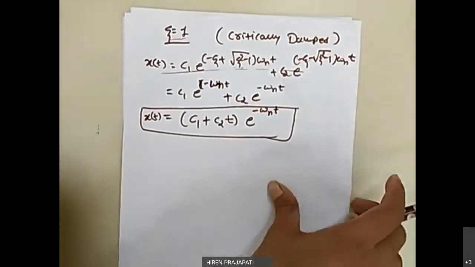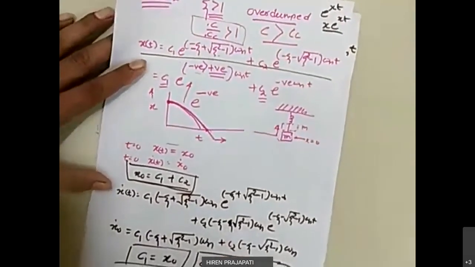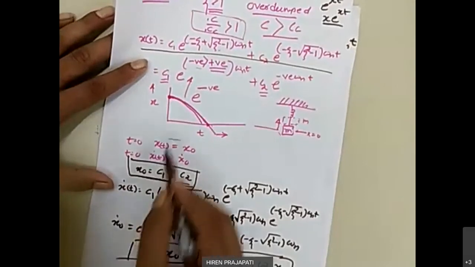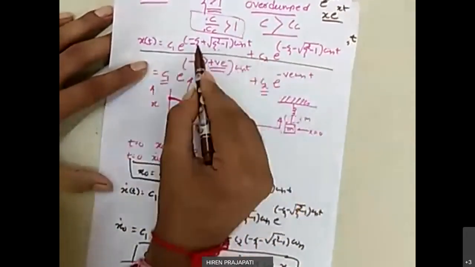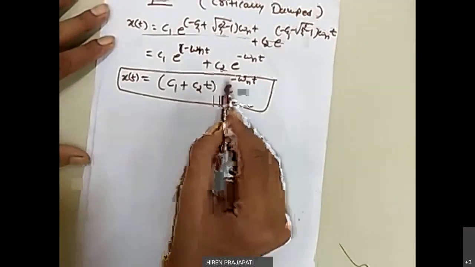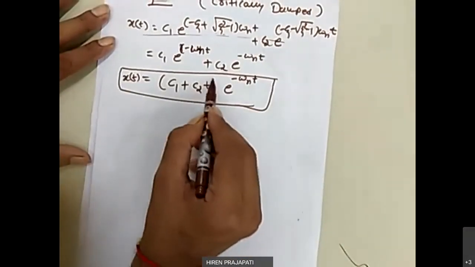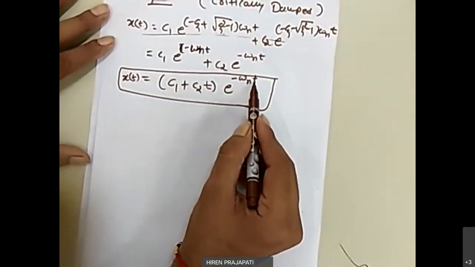Otherwise, when zeta is assumed greater than 1, then we get this type of equation. Zeta value is greater than 1, right? Now here also, if you consider the critically damped condition, then again we are getting one constant value, we can say, and e to the power minus omega n t.